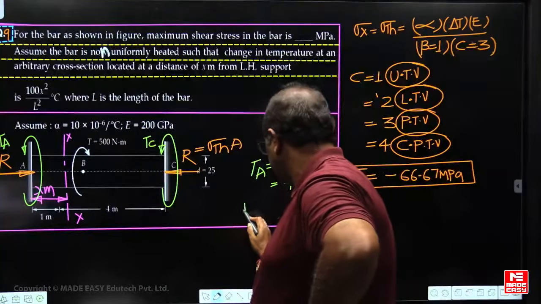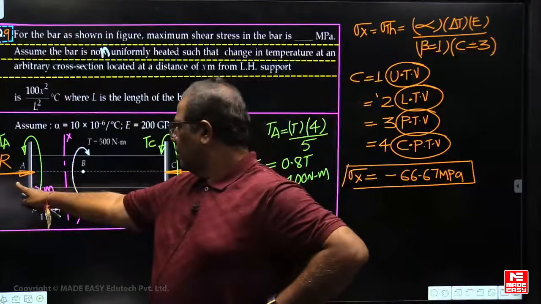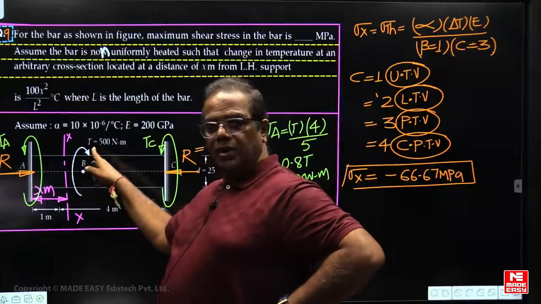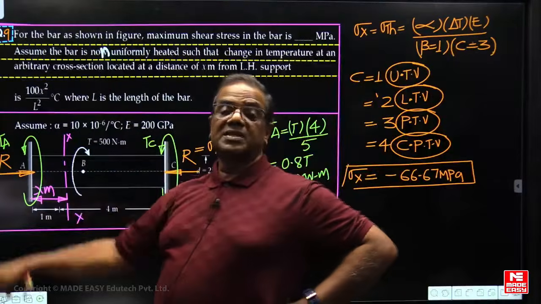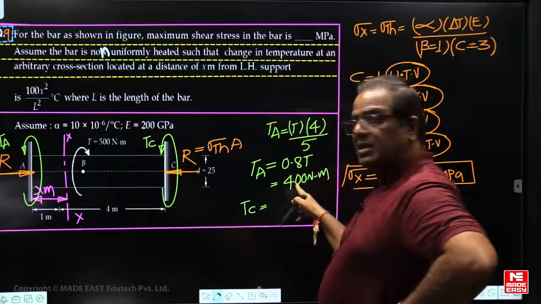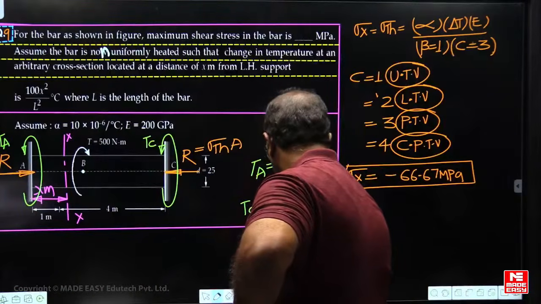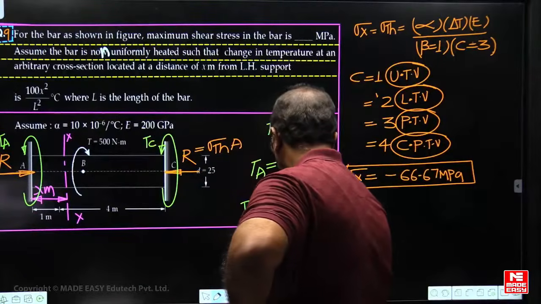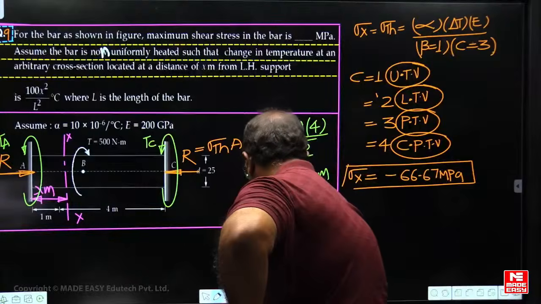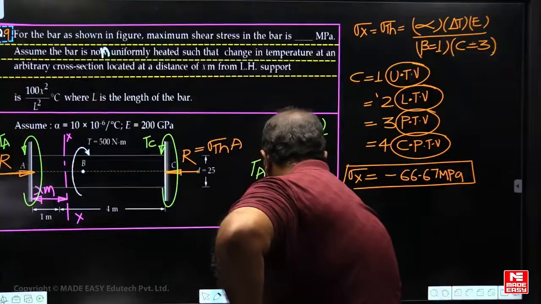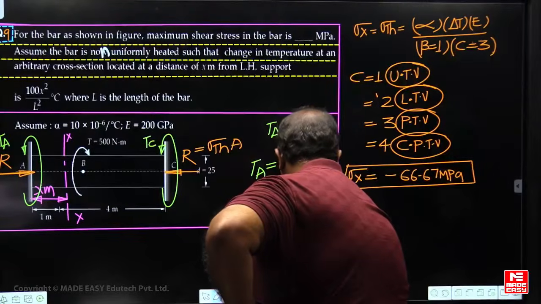Obviously, what is the TC now? How to get the TC? How to get the TA now? Both are in opposite direction. Take this as positive. Then multiply by the distance from the other support, 4, upon the distance between the supports. Once you get the TA, it is 400. What about the TC now? 100. So what is the maximum torque now? Torque in AB, that is TA.